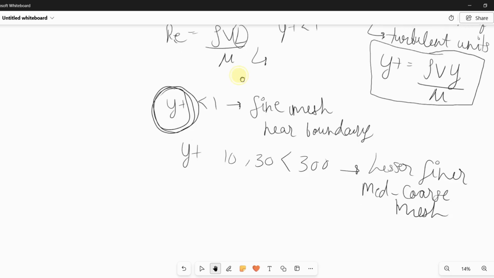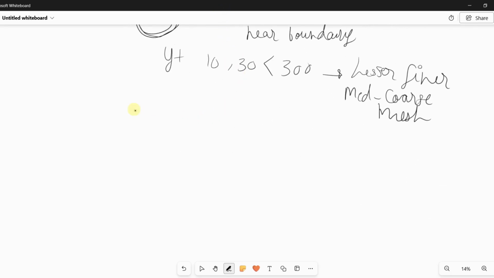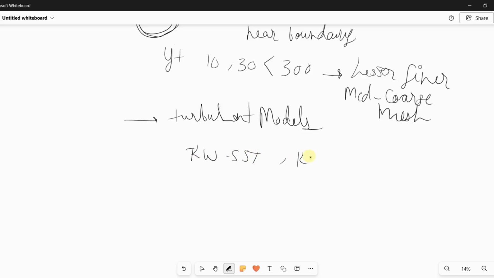And where can you see this y plus term? When I talk about turbulent models, you can see models like k omega SST, k omega standard, or k epsilon. What are these? These are turbulent models that try to find the turbulent viscosity, through which you find the turbulent momentum. These models use different methods to find it.